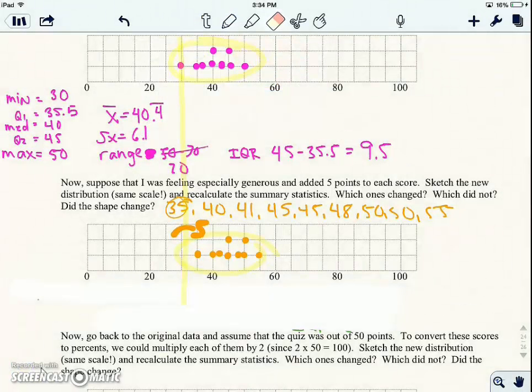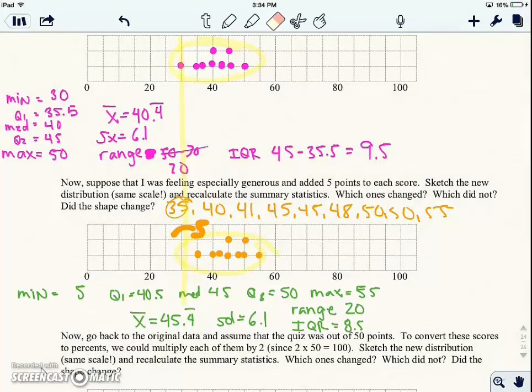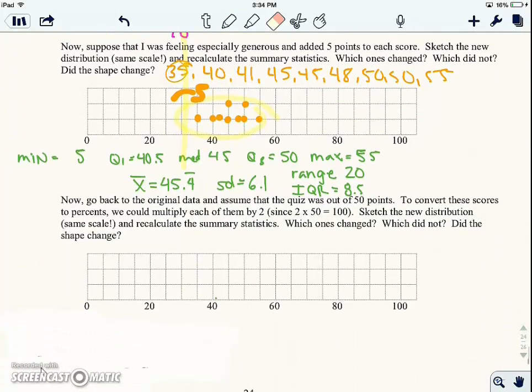If you've written it down, you should have gotten, oop, I should have done my picture green, oh well, a minimum of 35, a Q1 of 40, a median of 45, Q3 is 50, max is 55, an approximate average is 45.4. I could have written it like this instead: x bar is approximately 45.4, and left off that it's repeating. My standard deviation, range, and my IQR.